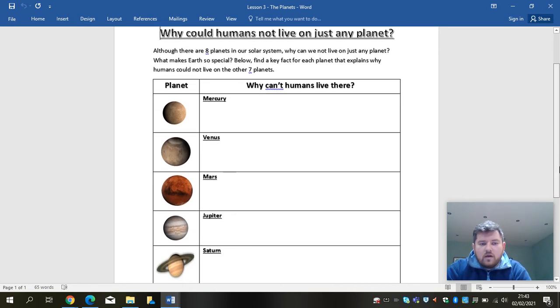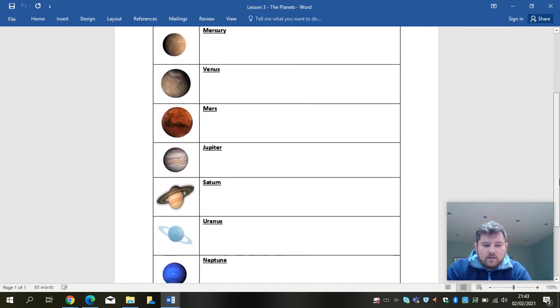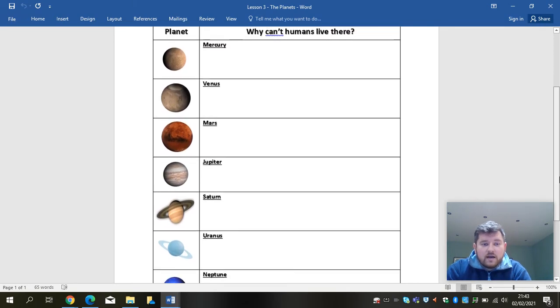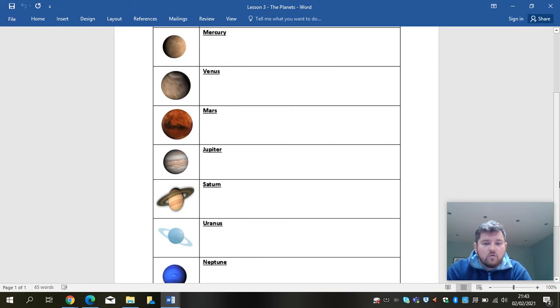So we have a solar system of 8 planets. How many of those planets have human life living on it? Only 1. But why is that? What has happened? What is special about Earth that means humans can live there? What's special about Earth that life develops here? Okay, why can humans and other animals, life, not exist on the other planets within our solar system?